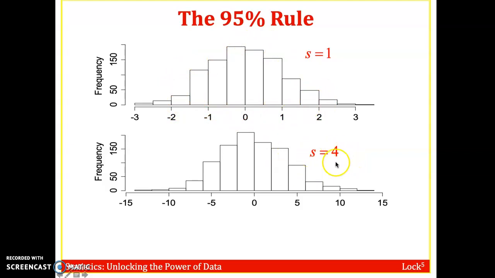And if the standard deviation is 4 for this larger spread distribution, I would still say the center is right around 0, maybe minus 1 to 0. If we're going to subtract 2 times 4, we go down to minus 8 or so, all the way to positive 8. And this range, minus 8 to positive 8, should give us about 95% of the distribution.